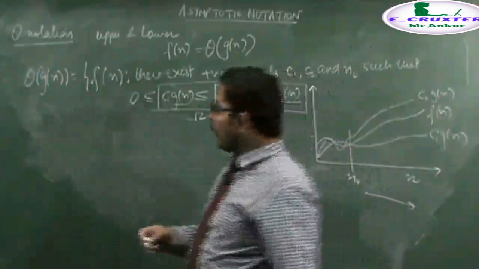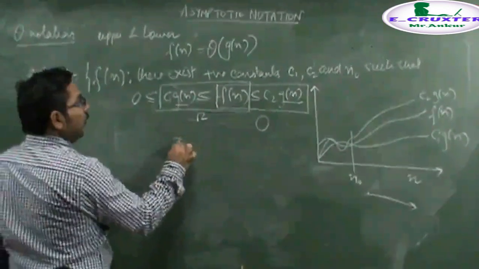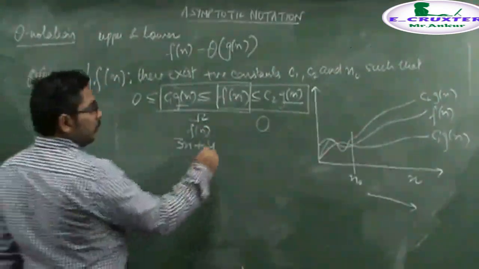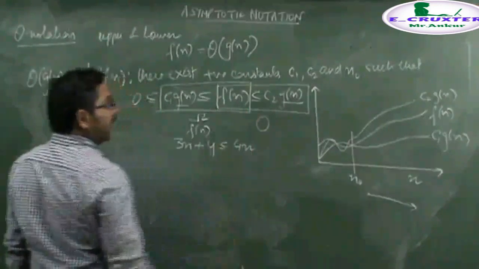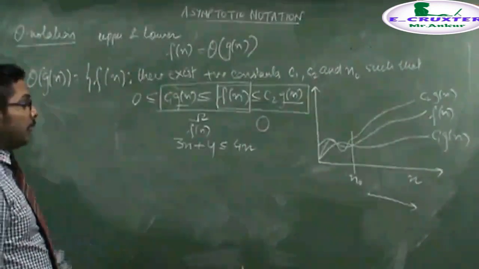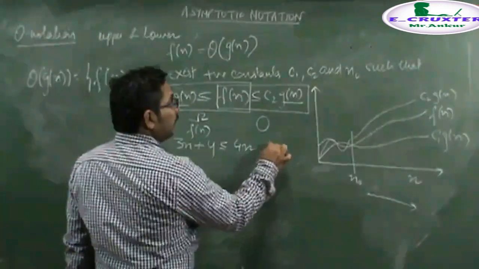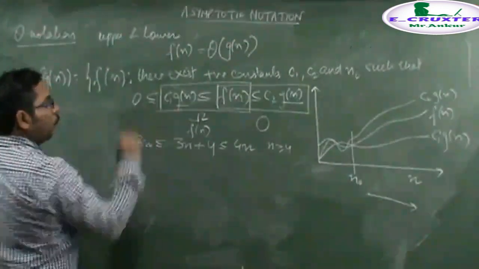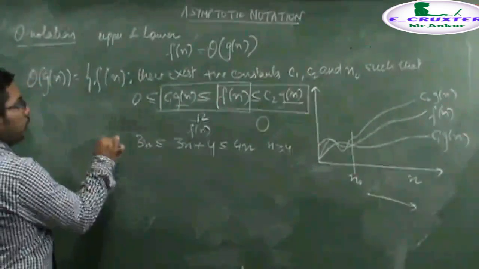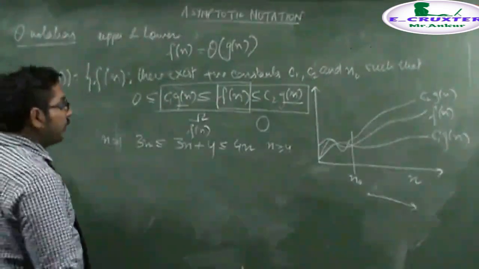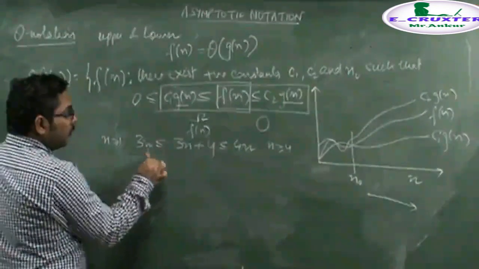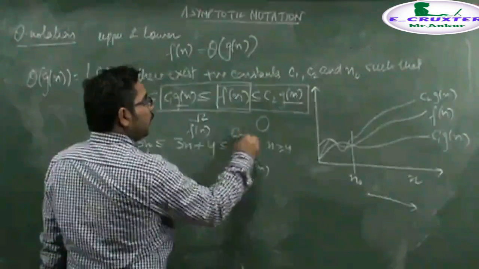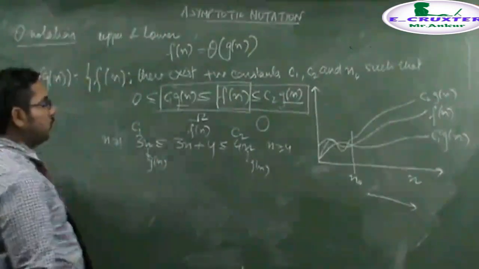For example, if I say 3n plus 4 is the f(n) function, then you will notice that 4n will act as an upper bound. We have seen in the big O case, for all input greater than or equal to 4, and you will notice that 3n is acting as the lower bound for this function for all input greater than or equal to 1. Here you will notice that this is basically the g(n) function, and the constant C2 is 4 and the constant C1 is 3.